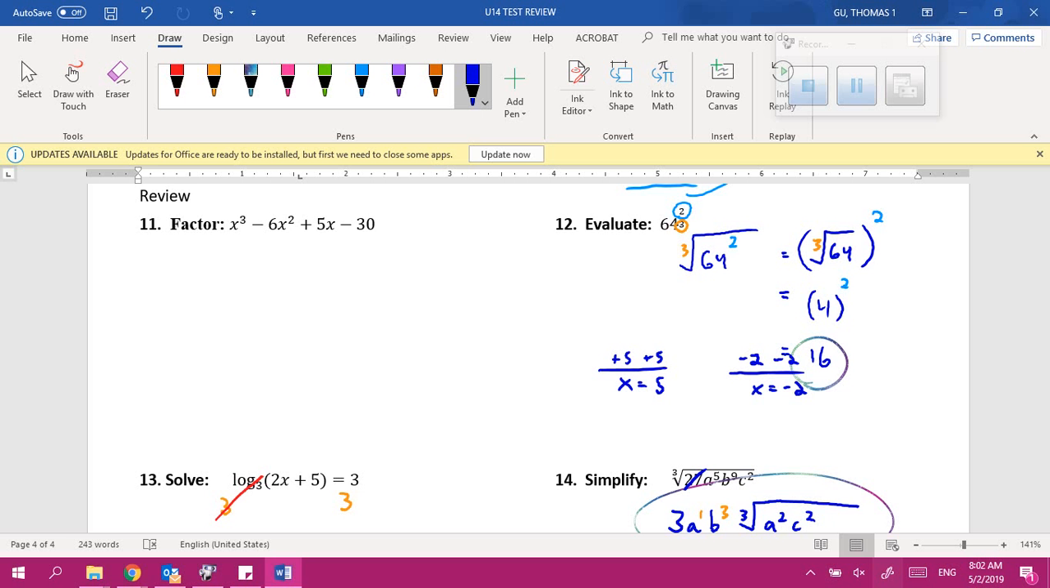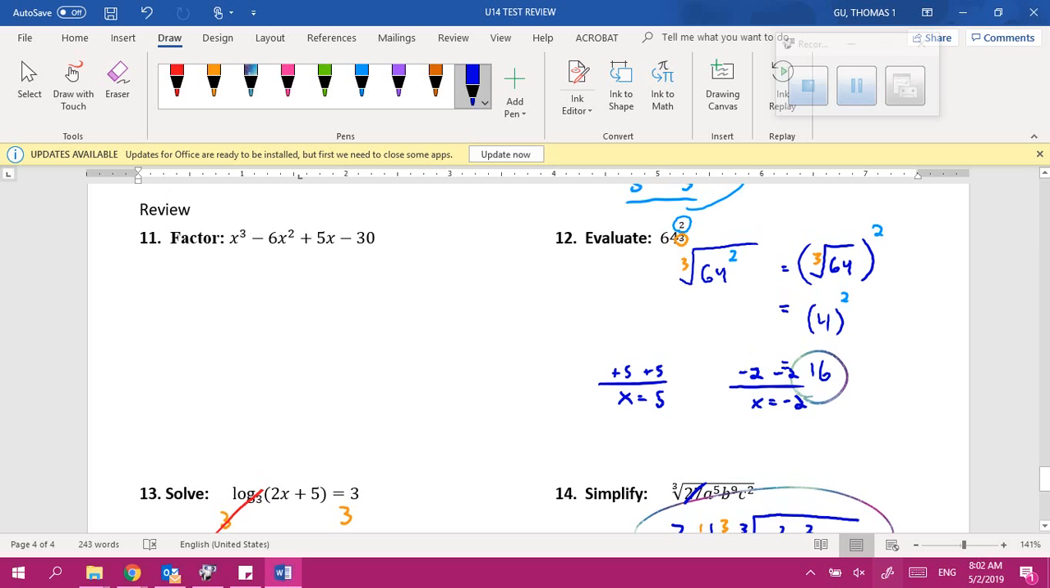All right, so this is factor what? This is factor by grouping. Yeah, so this is factor by grouping. So that's where you have to group them into 2 pairs, right? So x cubed minus 6x squared plus 5x minus 30. So now I have 2 groups, right? That's why it's called factor by grouping. I have grouped my terms.